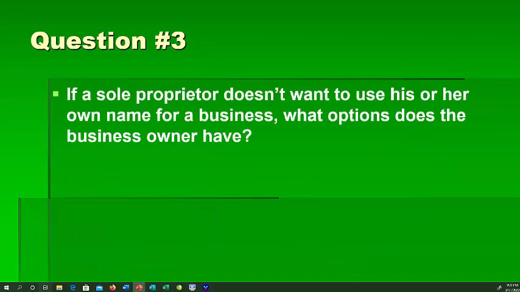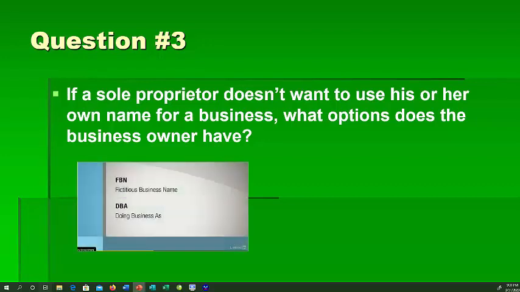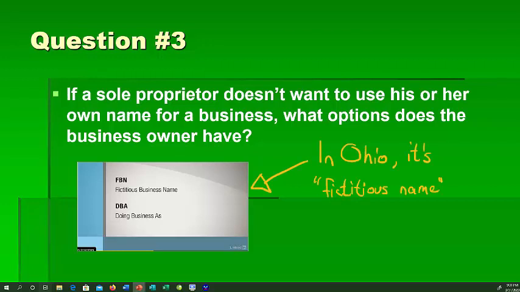All right, question 3. If a sole proprietor doesn't want to use his or her name for a business, what options does the business owner have? Well, in Ohio, it's the fictitious name. Some places call it FBN or fictitious business name. Some states will call it doing business as, or DBA. So if you see any of those designations, that's what that means.